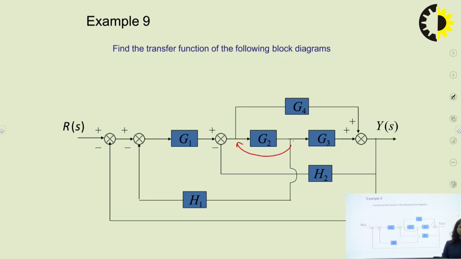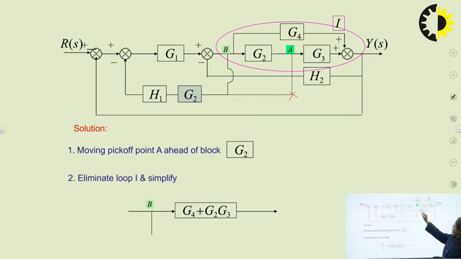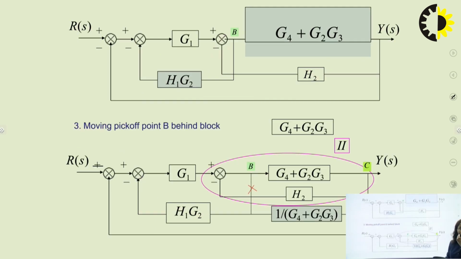Since the takeoff point is moved behind the block, so feedback gain is multiplied by forward path transfer function, that is G2. And once we move it behind, so these two blocks will become in cascade, G2, G3, and then it will become in parallel with the G4, so it becomes G2, G3 plus G4. So we can see once we move this towards behind the block, H1 is multiplied by G2. This branch will be cut off. Then G2 and G3 will become in cascade, and with G4 it becomes in parallel. So this will become the overall function.